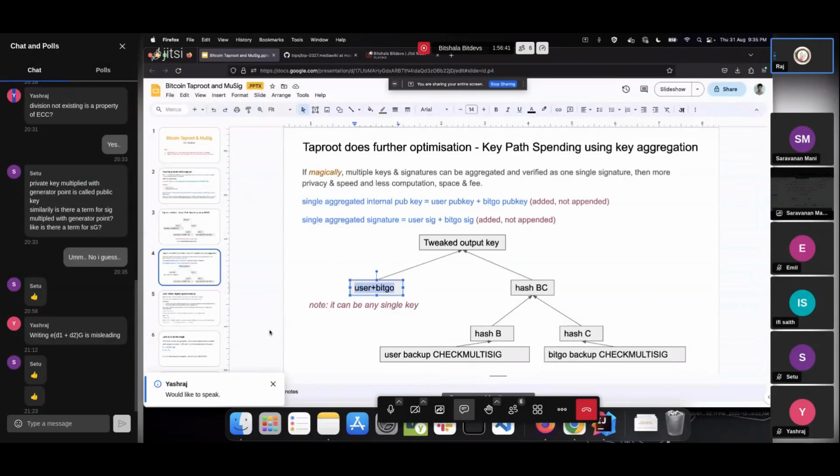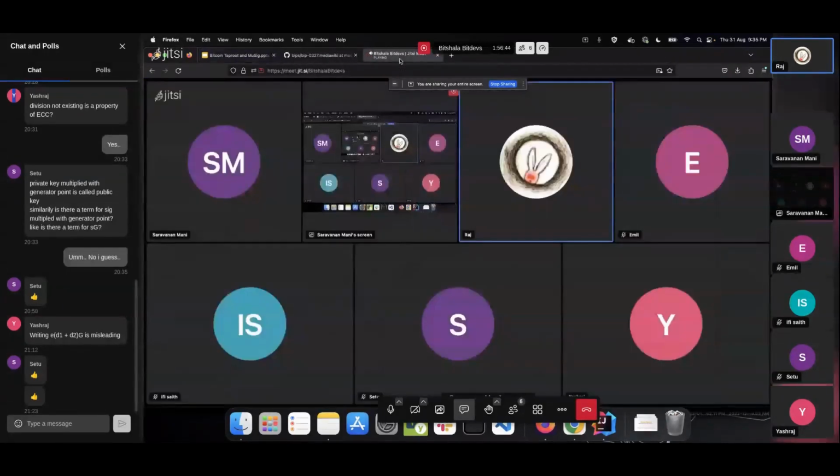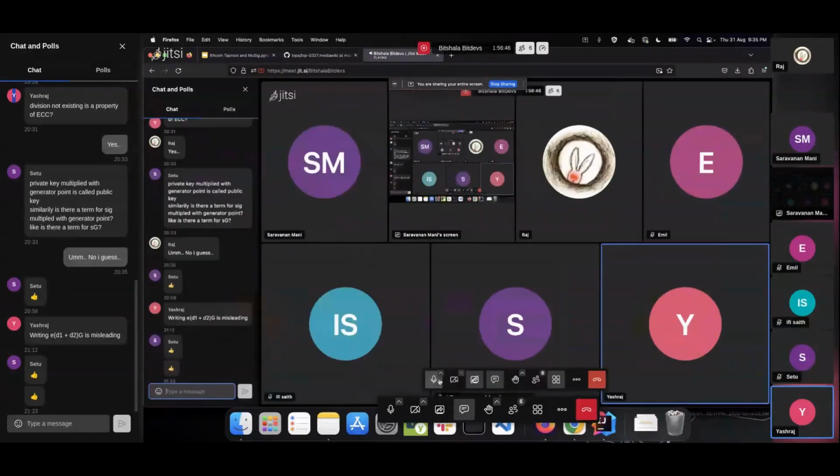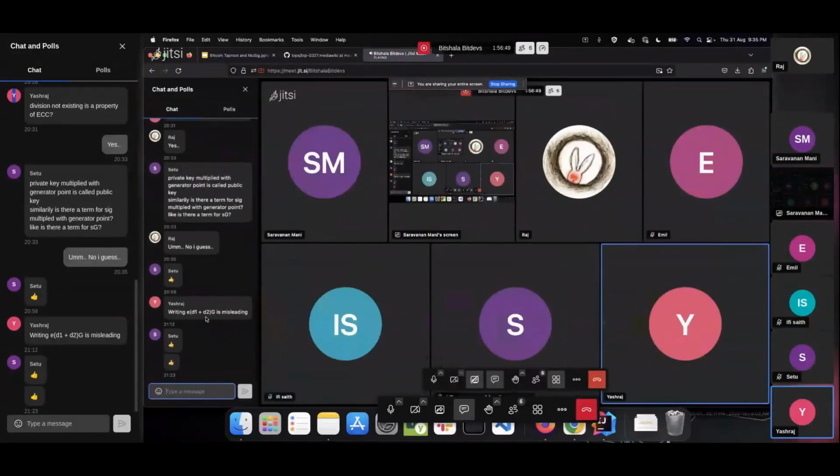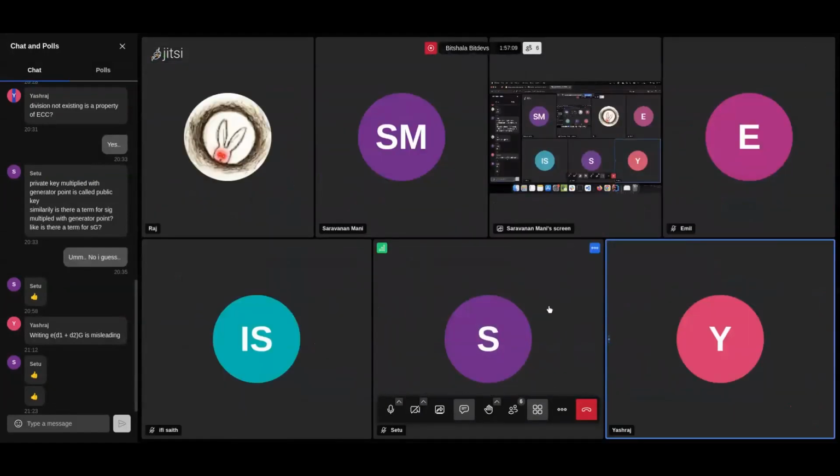So Yashraj had raised his hand. Go ahead. Yeah, I think Saravanan just addressed it, but I want to make sure that it is addressed. Musig2 is n of n. It's not t of n. But we mentioned that we are able to do 2 of 3 or 3 of 5, and how is that achieved? You're right, that's a good question.